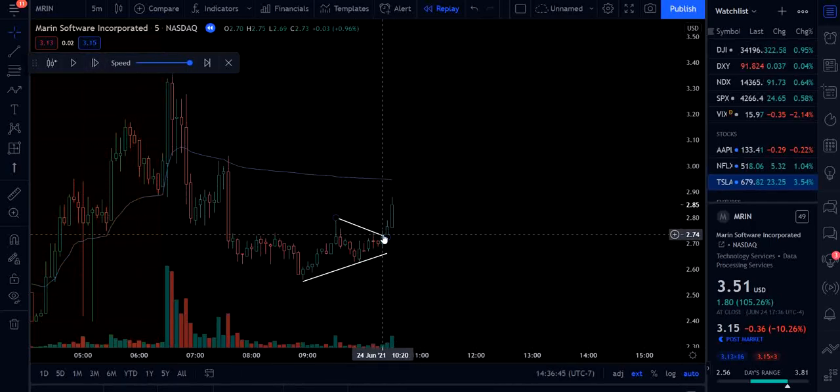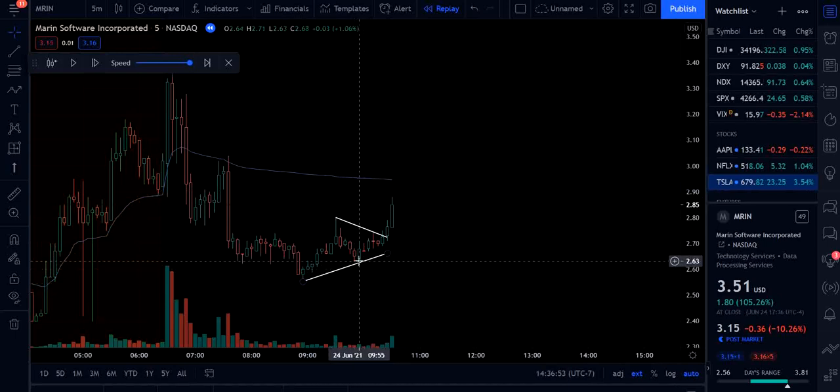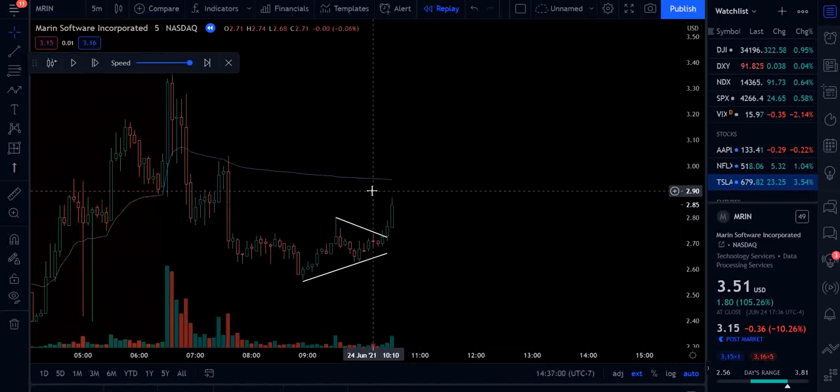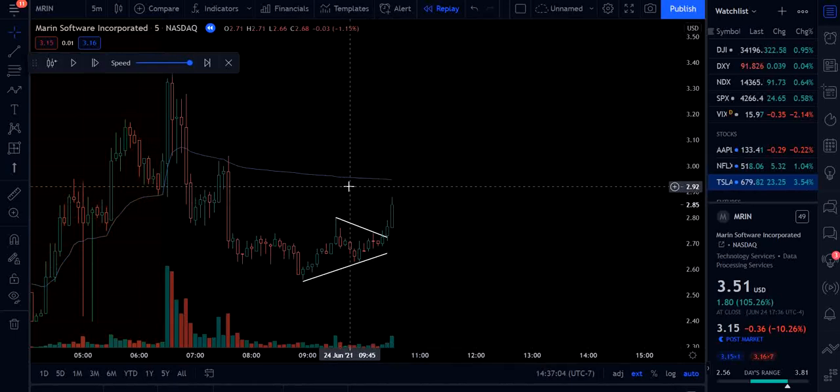You take your entry right as it breaks above the trend line. Beautiful. I mean, quick 5%, 10%, whatever it is. You could have taken an entry two different places. Either it's on this lower trend line or a break of that trend line right there. Very easy, very simple, and it's very powerful if you know how to utilize this correctly. So that's our first pattern on the stock that we traded.